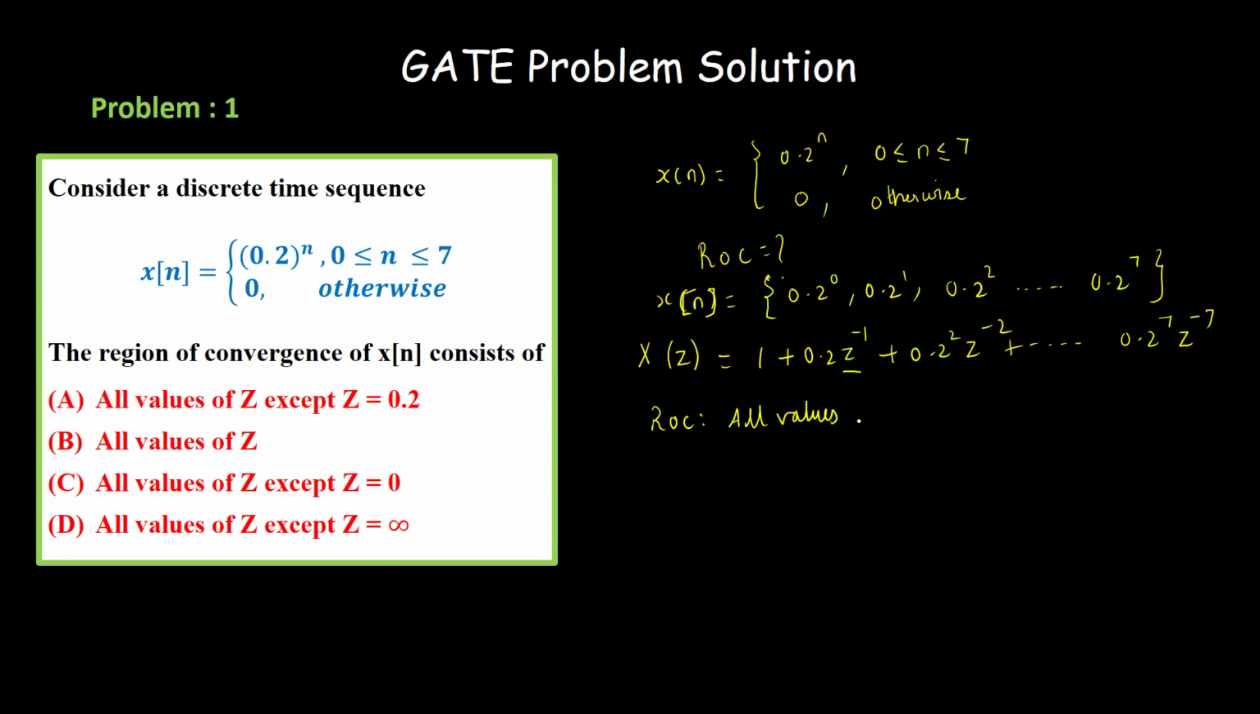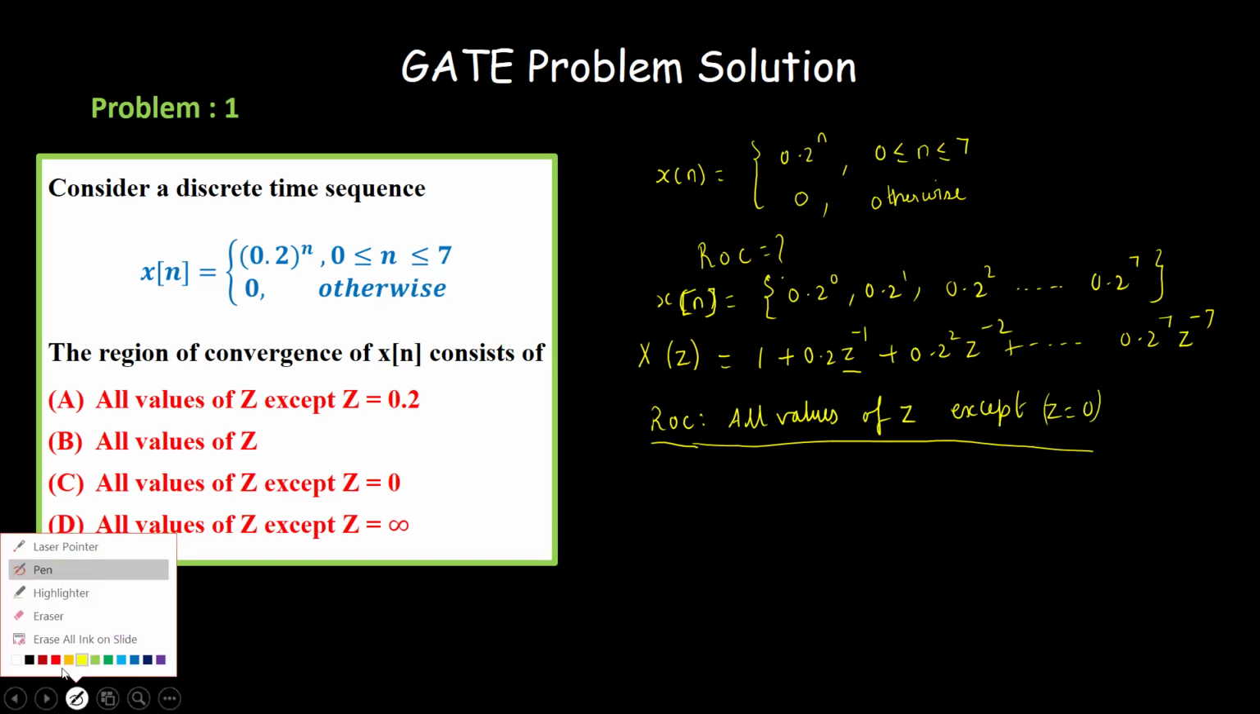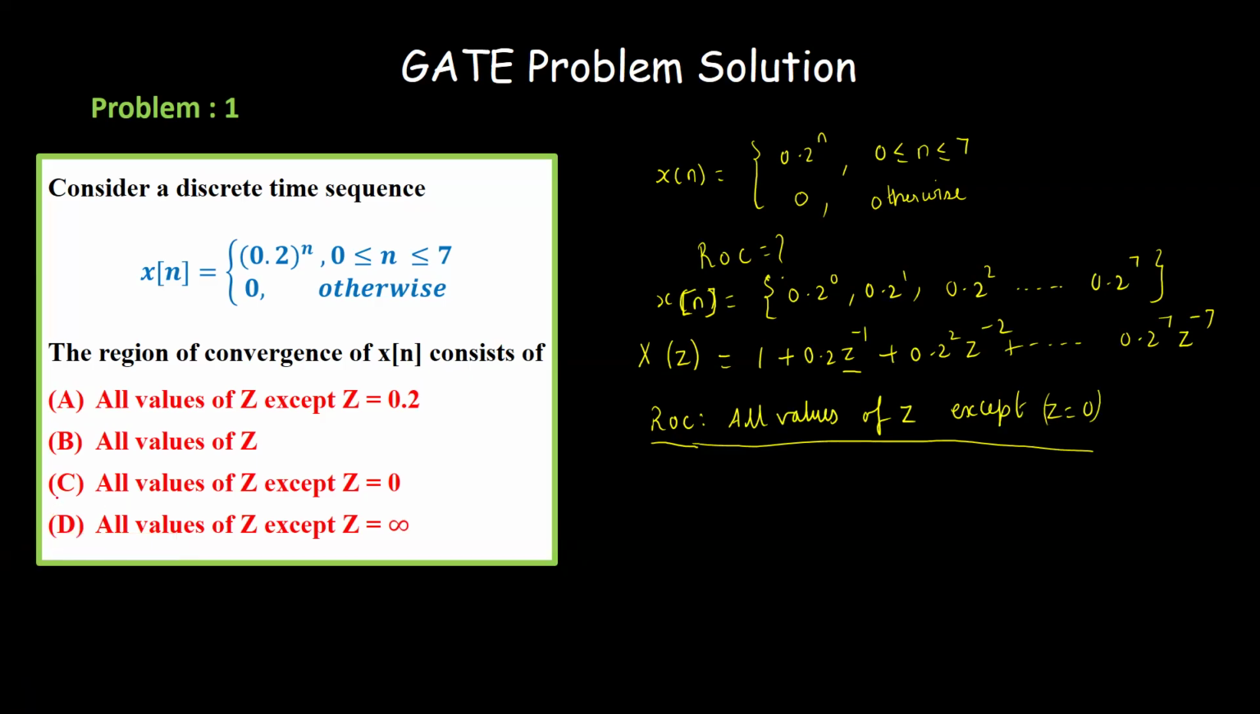Since this is a finite sequence, all values of z except z equal to 0. If we substitute z equal to 0, it will not converge. It will become infinity, since we have 0.2 by z. So all values of z except z equal to 0 is the region of convergence. This is the answer for the given problem. See the options. Option C is the correct one for this problem: all values of z except z equal to 0. So let me move to the next problem.